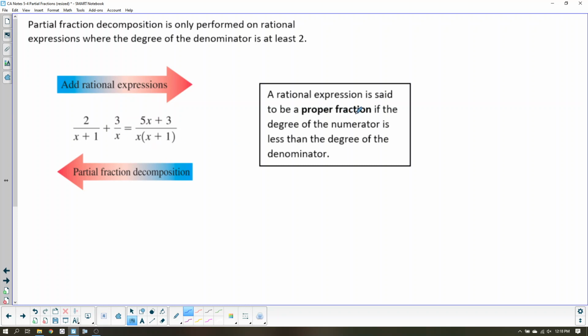Just a quick reminder, when we talk about rational expressions being a proper fraction, what we mean by that is that the degree of the numerator needs to be less than the degree of the denominator. So in this example here, this is a proper fraction because the degree of the numerator is 1, the degree of the denominator is 2. These are also proper fractions. Degree of the numerator is 0, degree of the denominator is 1.